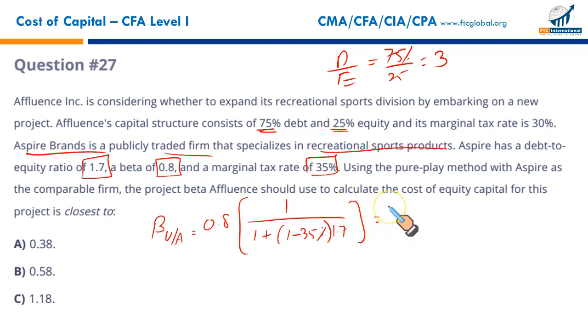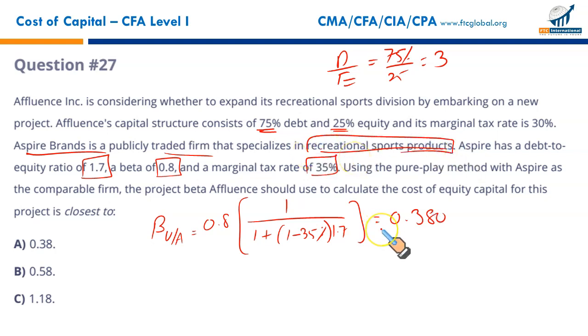Now let me solve this. 1.7 times 0.65 plus 1, and take the reciprocal of this, and multiply with 0.8 gives you 0.380. This is the unlevered beta or asset beta, specific to this recreational sports business.